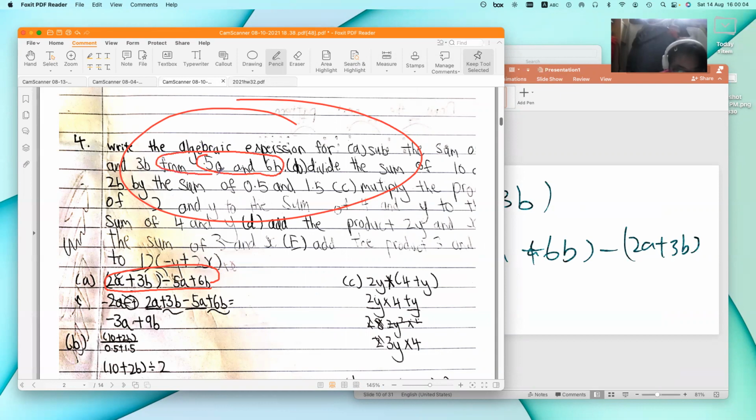From. Can you see from? From. So who start first? Who start first? Hello. Who start first? 5A and 6B. Very good.